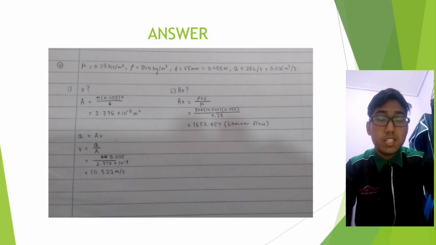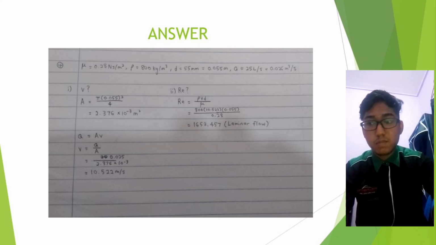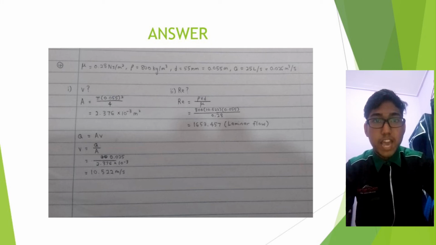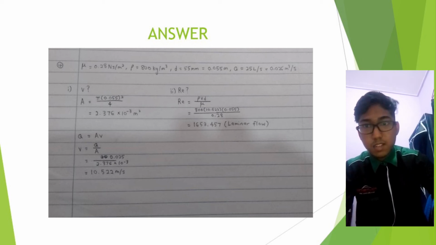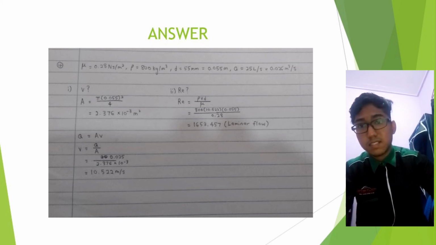And then we use the discharge formula. So Q equal to area multiplied by velocity, and then we change the formula to V equal to Q over A, and then we will get 10.522 meter per second. And then we find the Reynolds number.